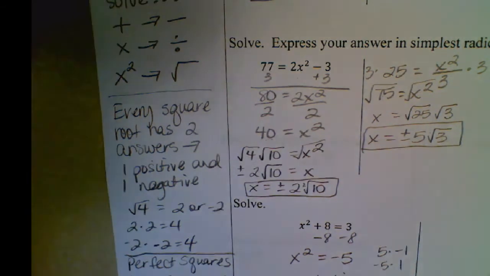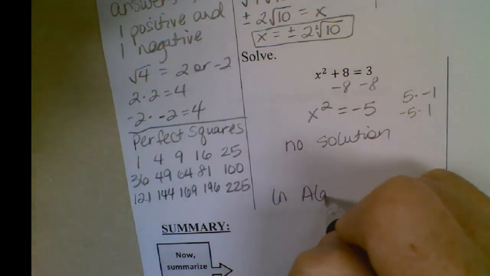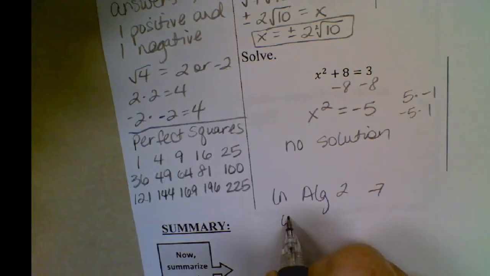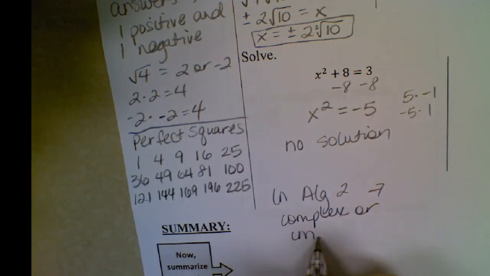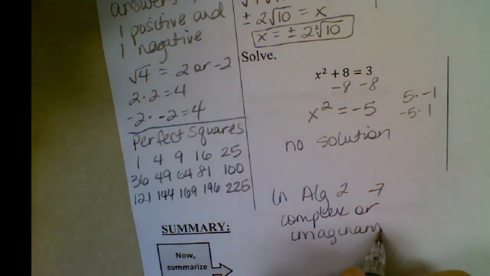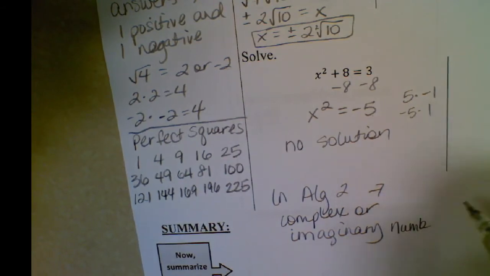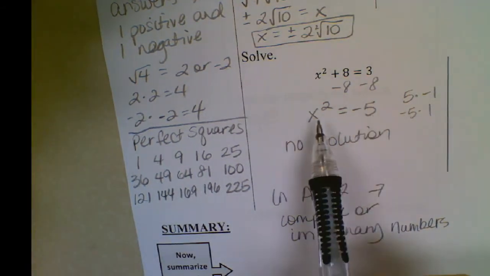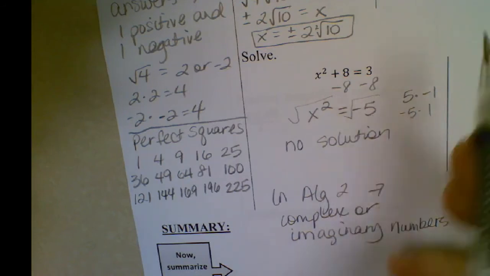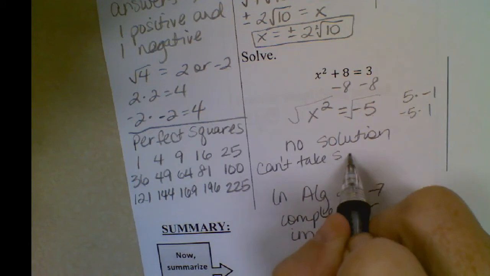When you get into Algebra 2, you will learn something called complex or imaginary numbers. And that actually allows you to take the square root of a negative. It's actually really easy. Sounds much more complicated than it is. But we're not going to worry about that right now. So if you get to this point and you try to take the square root of both sides, you cannot take the square root of a negative number.